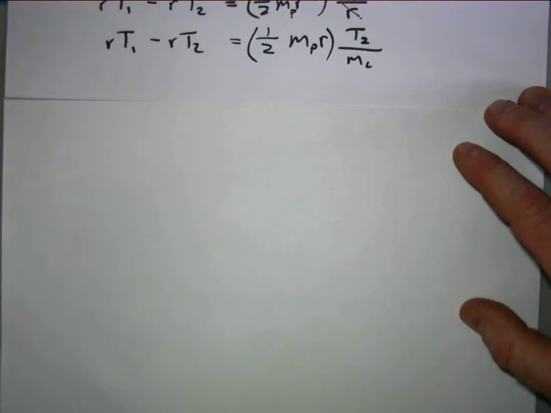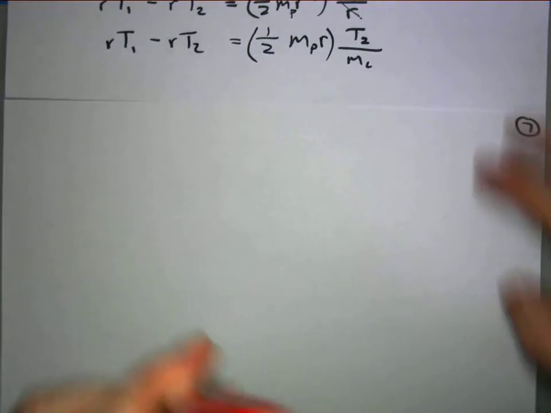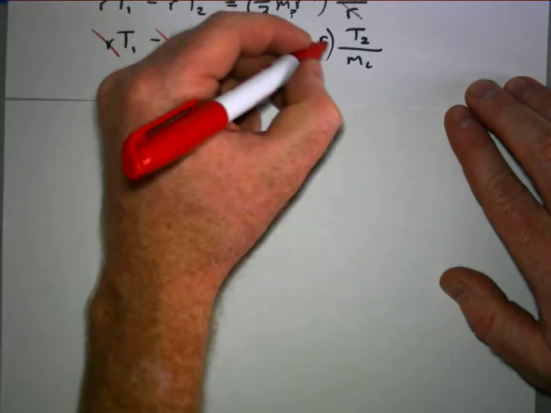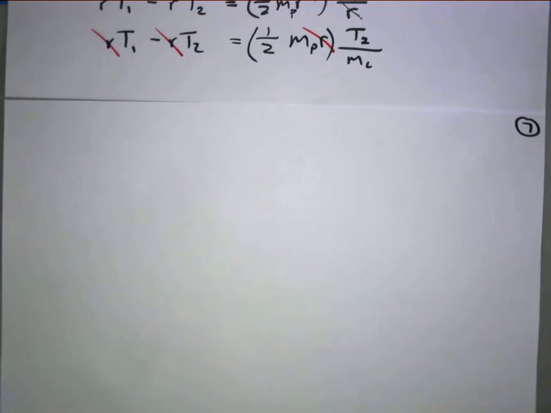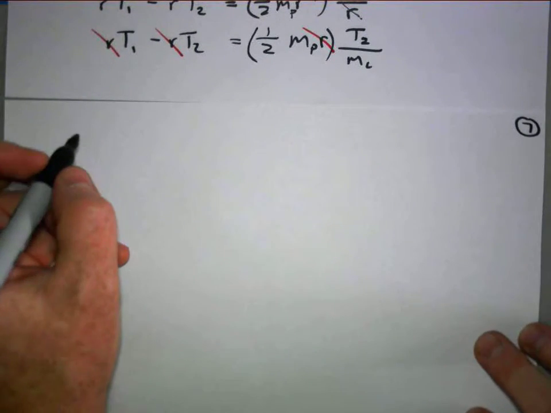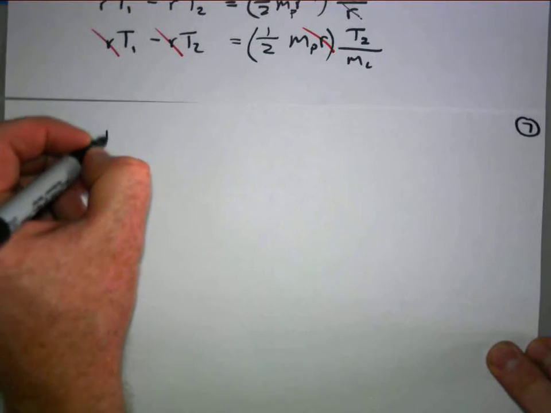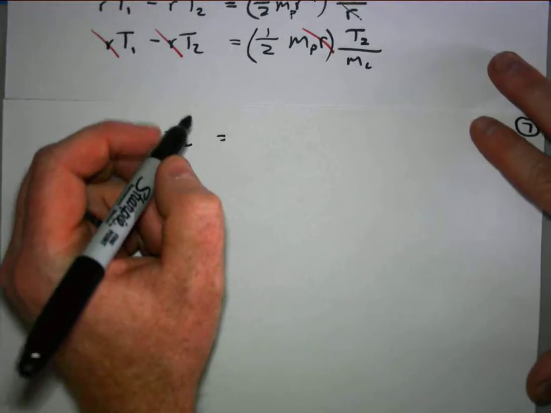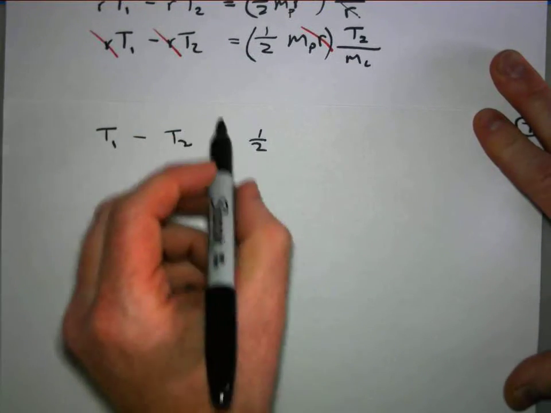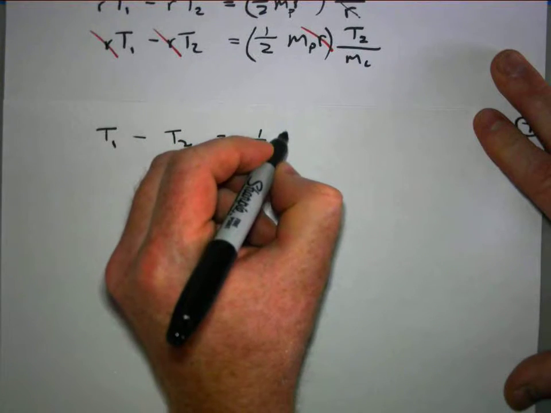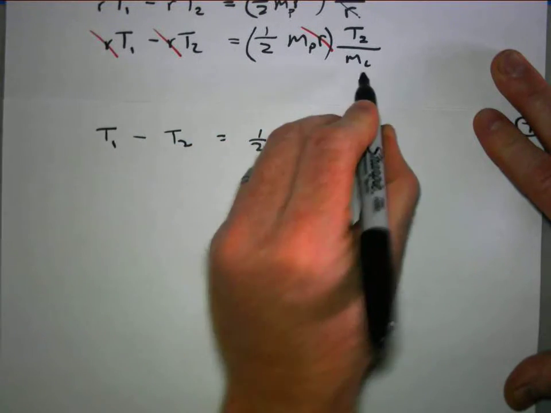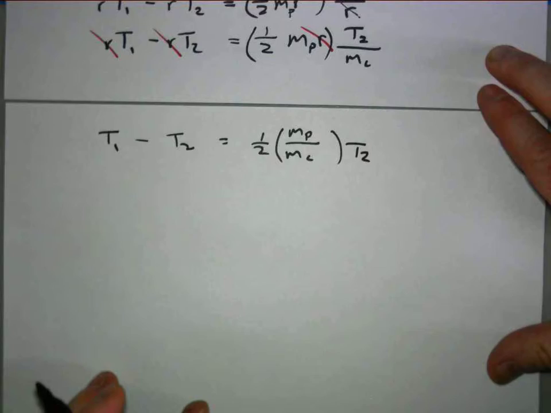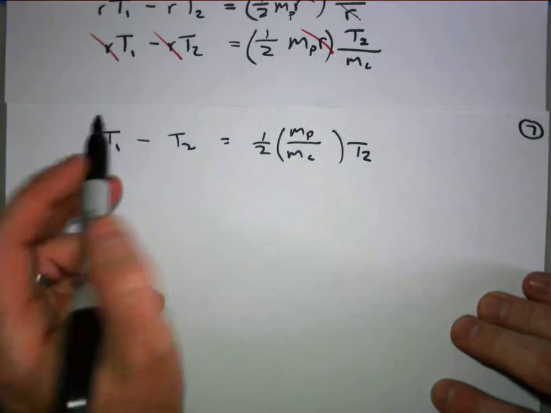Now, that's actually kind of important because I can see that I have radius, radius, and radius. Radius in every term. Cancel, cancel, cancel. And I can rewrite this, just to clean it up, as T1 minus T2 is equal to 1/2. And it's interesting here, I have a ratio of masses: mass of the pulley divided by mass of the cart times T2. So solving for T2.